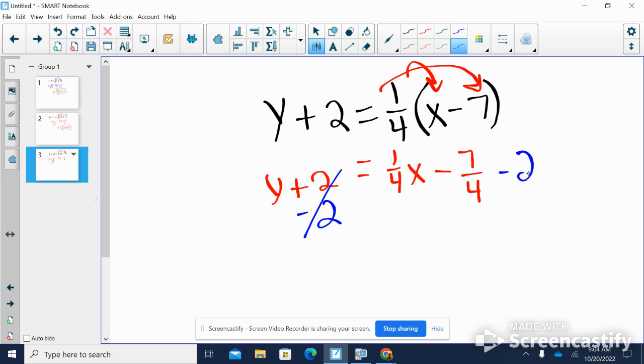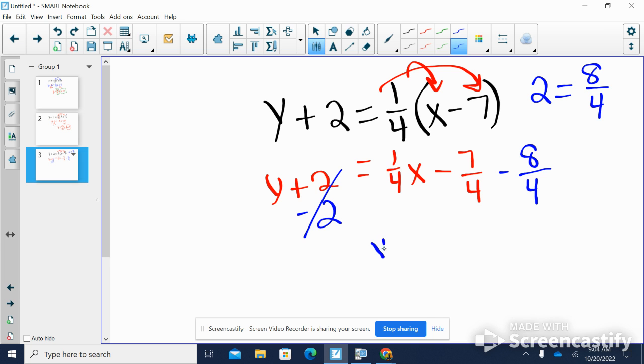But wait a second. I have a whole number and I have a fraction or an improper fraction. So I'm going to change a 2 to something over 4. What over 4 is equivalent to 2? It's 8. So instead of taking away 2, I'm going to take away 8/4. Okay, because 2 is equivalent to 8/4. Right? Taking away 2 on one side is the same as taking away 8/4 on the other side because they're both equivalent to taking away 2.